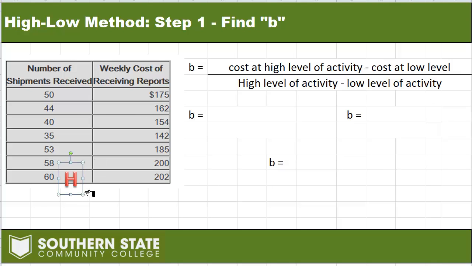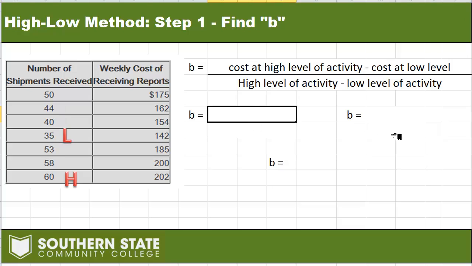So I'm going to designate him with an H and mark that as the high. And now going through, I see 35, and it looks like that is the low. So I'm going to mark 35 with an L. That's our high level of activity and low level of activity. So we're just going to go through and plug numbers in to complete our formula here.